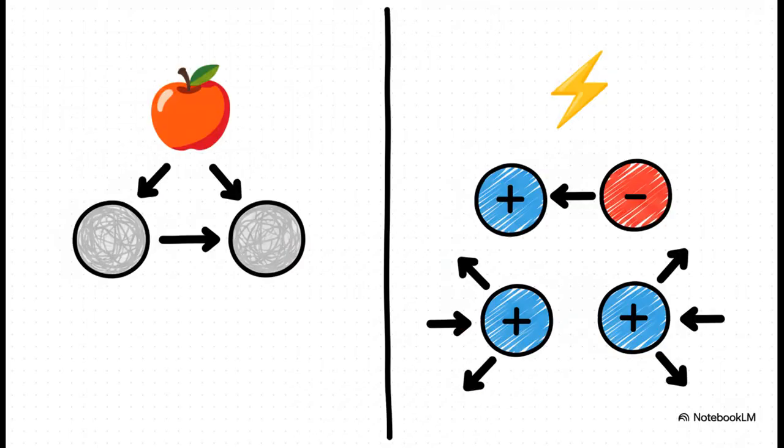Okay, so we all get gravity, right? It just pulls. That's its one move. But the electric force? Oh, it's way more interesting. It's a two-way street. It can pull things together, sure, but it can also push them apart. And that little difference, that push and pull, is what makes our world so incredibly dynamic.